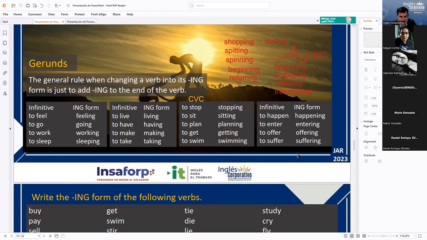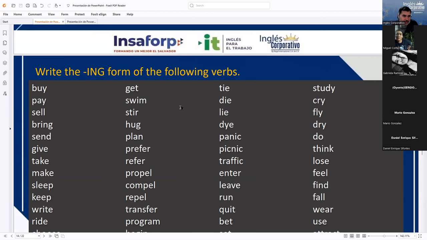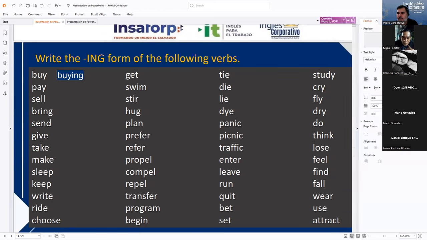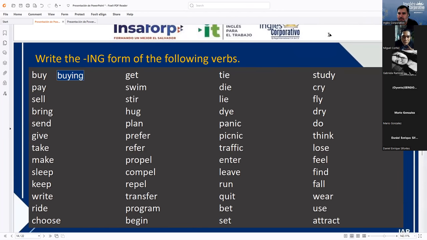Okay. Now, my dear Angelitos, write the ing for these ones. Because we don't have much time, you're going to help me. Let's do it together. What do we do? Only ing. No problem, right? Let's change the color again. Yellow, if you don't mind. Teacher, what's the meaning of mind? Mind means molestar. If you don't mind, si no le molesto, right? Okay?